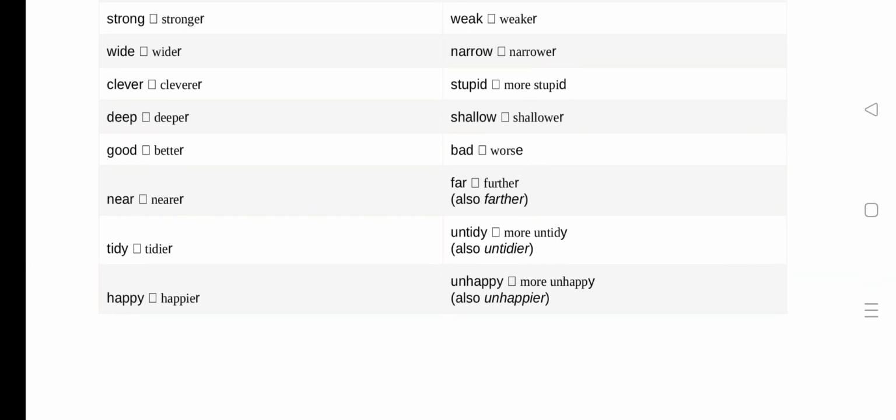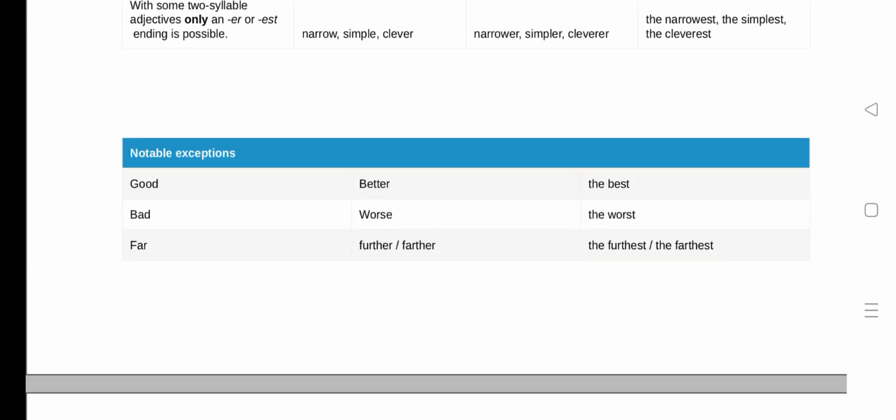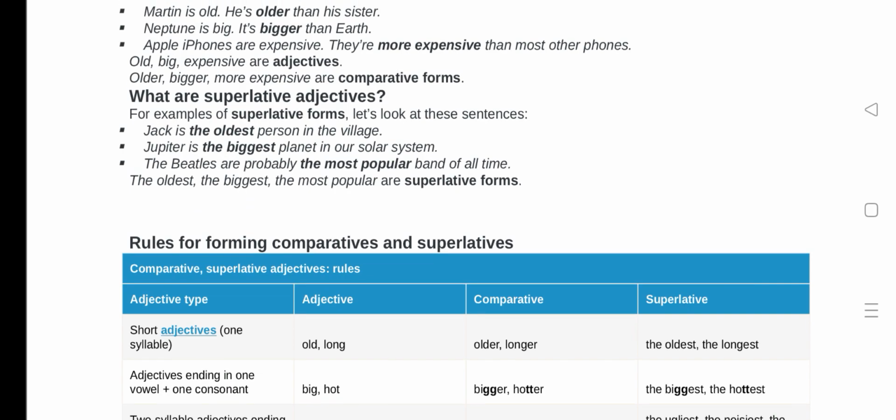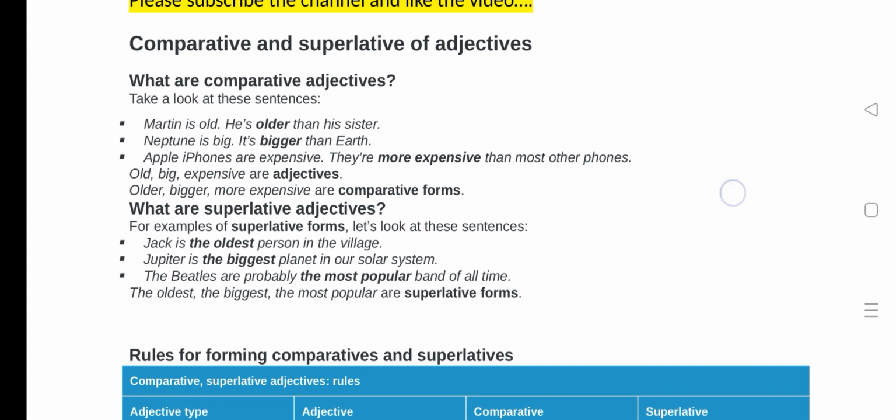So you can also read it yourself, and you can also make some sentences of comparative and superlative adjectives in the comment box.